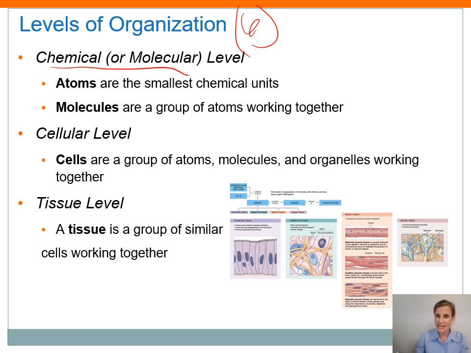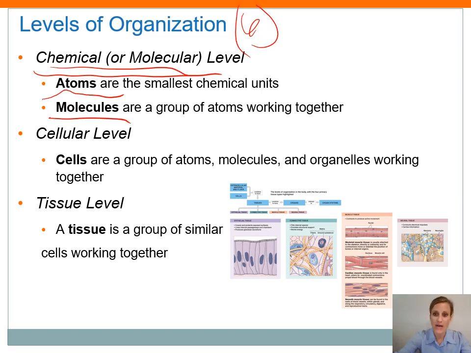So the simplest level, like the one little letter, is the chemical or molecular level. The chemical level includes molecules, chemicals, atoms. An atom is the smallest chemical unit, the smallest individual unit. Like you could say one atom of oxygen, one atom of carbon, one atom of sodium, one single unit. Now we put multiple atoms together. We start to join them together and make bigger things. And those are called molecules.